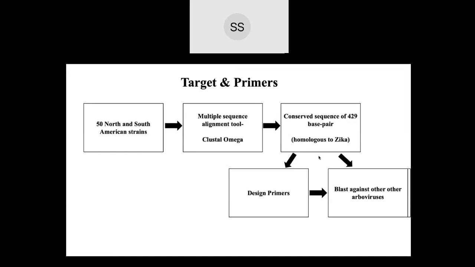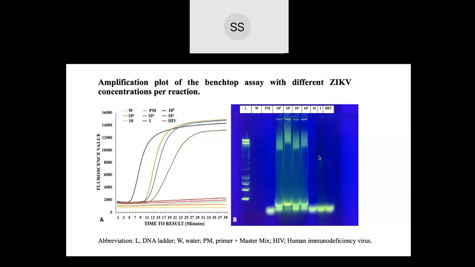Once it was ensured that the conserved sequence is homologous to Zika, it was further subjected to an icon software to design the primers for the loop-mediated isothermal amplification. Once the primers were designed, they were blasted against other arboviruses, ensuring that these primers are specific to Zika, not to any other arbovirus or any other infectious diseases.